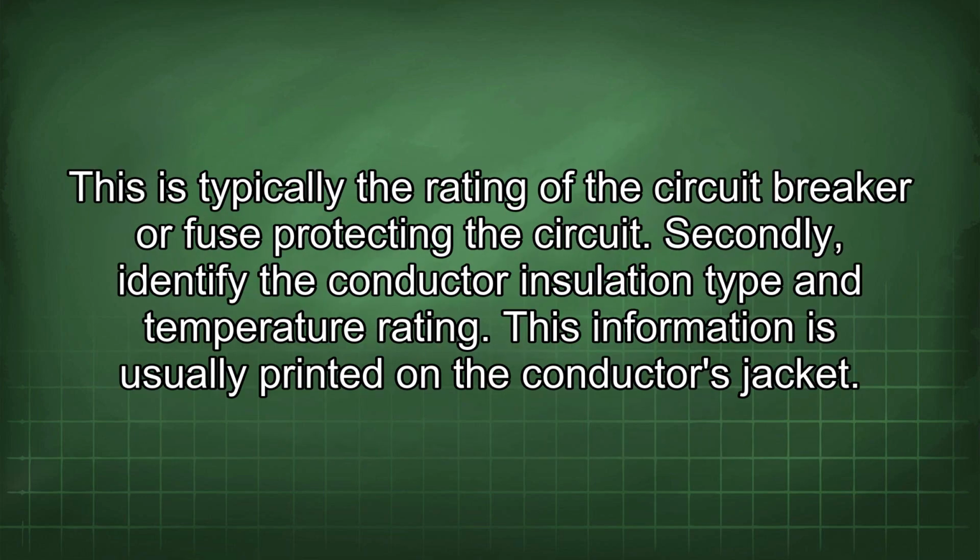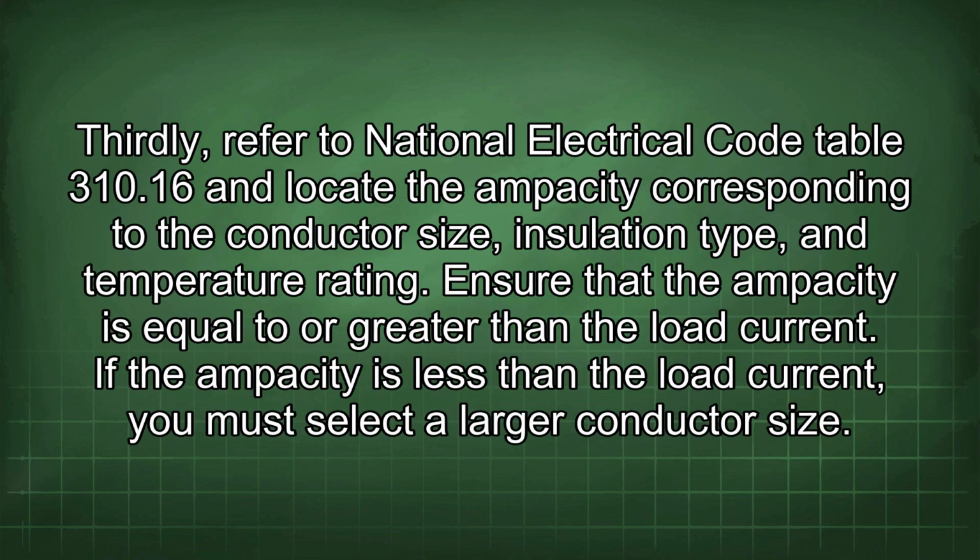This is typically the rating of the circuit breaker or fuse protecting the circuit. Secondly, identify the conductor insulation type and temperature rating. This information is usually printed on the conductor's jacket. Thirdly, refer to National Electrical Code Table 310.16 and locate the ampacity corresponding to the conductor size, insulation type, and temperature rating. Ensure that the ampacity is equal to or greater than the load current. If the ampacity is less than the load current, you must select a larger conductor size.